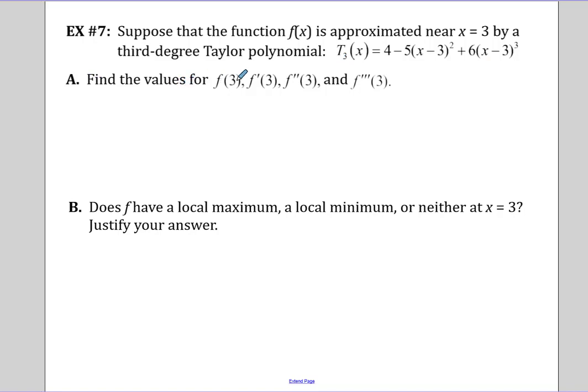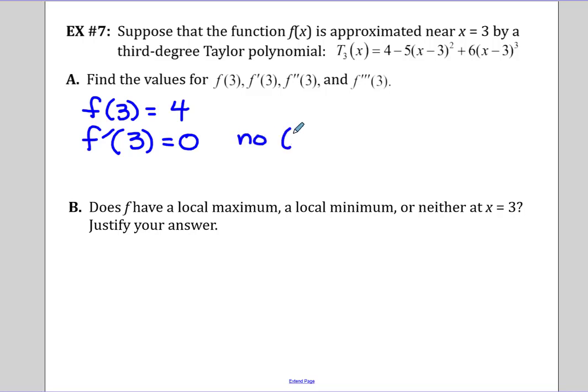Find the values for f of 3, f prime of 3, f double prime of 3, and f triple prime of 3. Okay, so f of 3 we know would be 4. This is this value here. And the f prime of 3 would be our linear term, and we go from a constant to a quadratic term. So our f prime of 3 is 0 since we have no linear term.